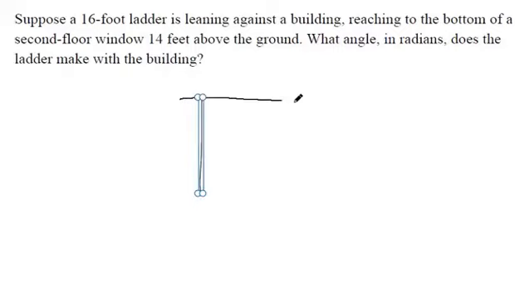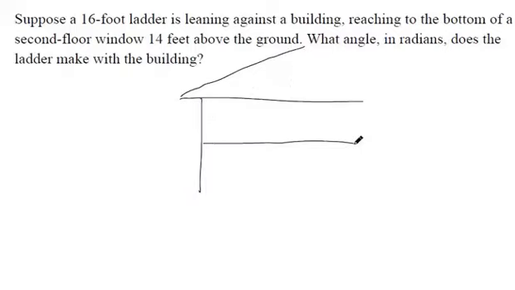So we've got a ladder leaning against a building. So here's my building. It's a second story window, a second floor window. So here's our second floor window, and the ladder is reaching the bottom of the second floor window. So here's my ladder, and this is 14 feet up in the air.